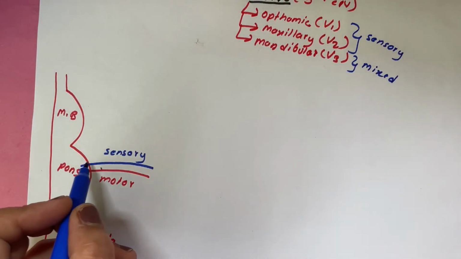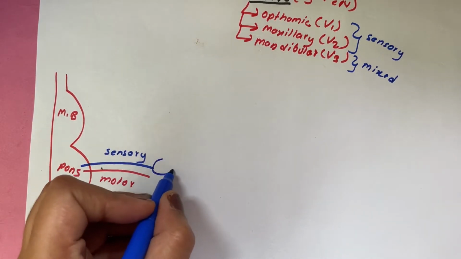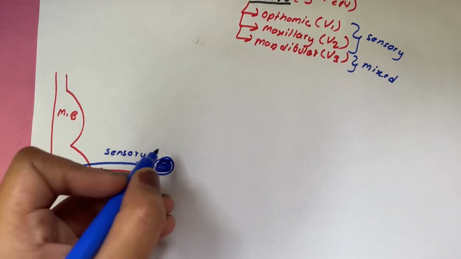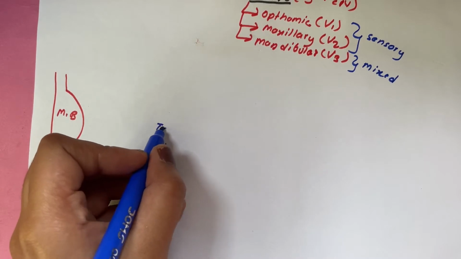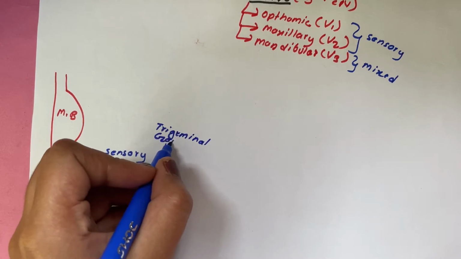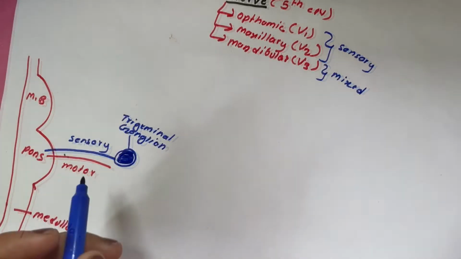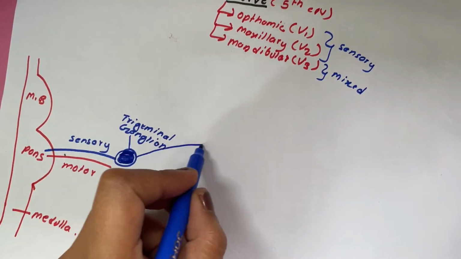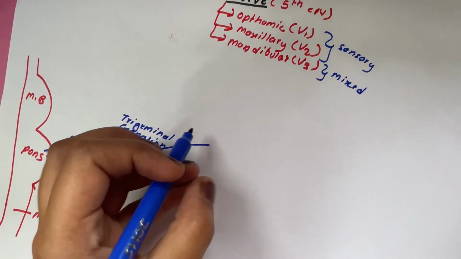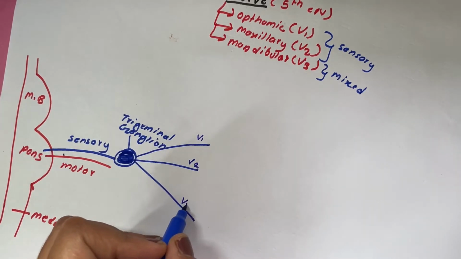After getting out from the pons, the trigeminal nerve makes a ganglion. This ganglion is also called the trigeminal ganglion. Ganglion means a collection of cell bodies. After passing through the trigeminal ganglion, it gives 3 branches, which are V1, V2 and V3.